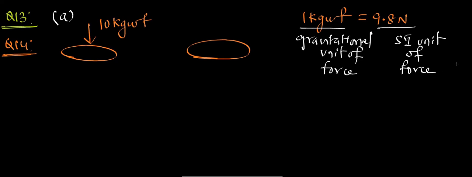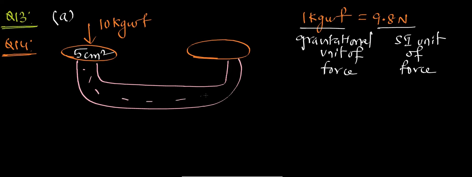So the force, 10 kilogram weight, is applied, and what is the area of the cross section? It is 5 centimeter square. Now these two are connected, definitely by some liquid tube. So when you apply the pressure, what happens? According to Pascal's law, that pressure is transmitted to the second side. So on the second side, what will be the direction of pressure? It will be in the upward direction. Here it is moving in the downward direction. Now, what is the area of cross section on the other side? It is 50 centimeter square.